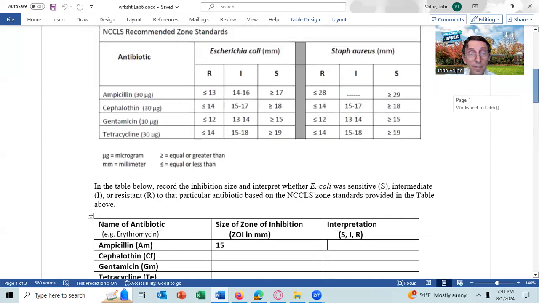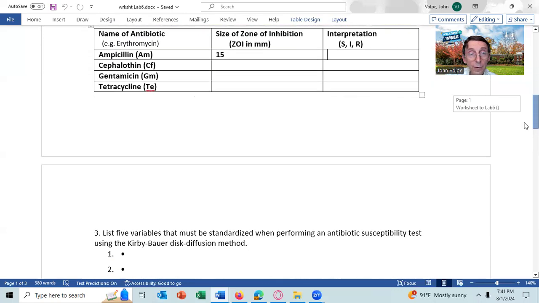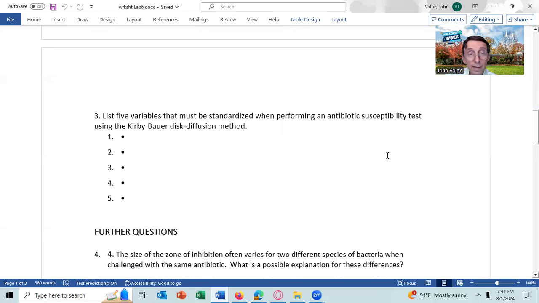Then answer question 3: list 5 variables that must be standardized when performing the antibiotic susceptibility test using the Kirby-Bauer disk diffusion method. And you can get that from a table in the lab module.